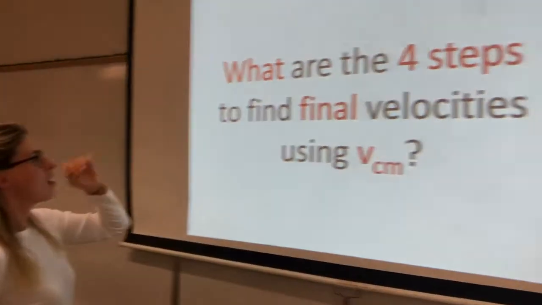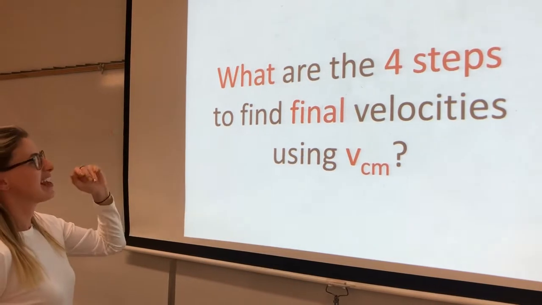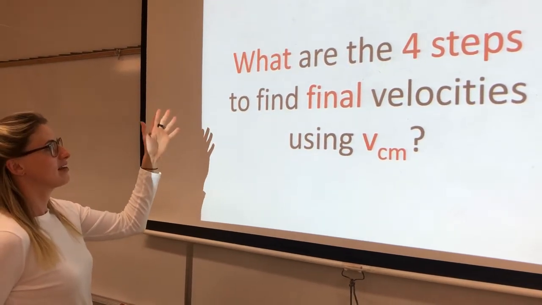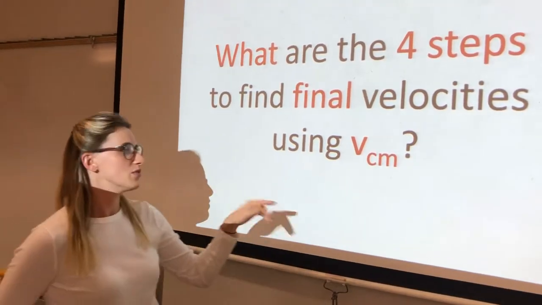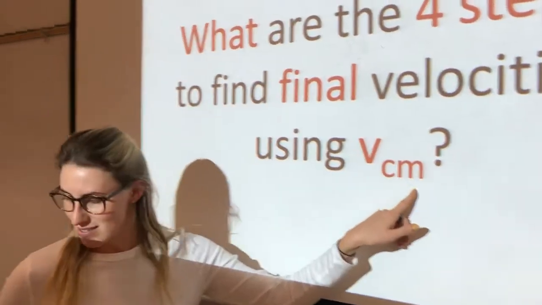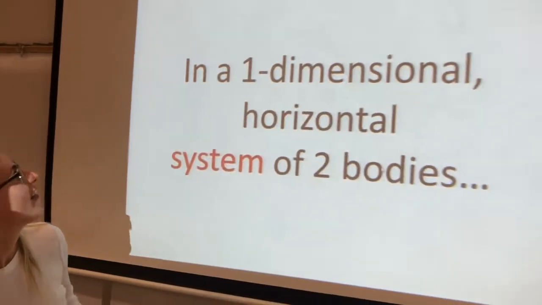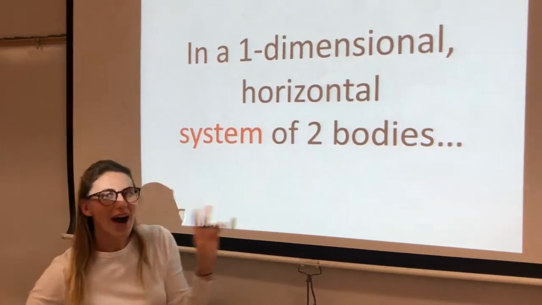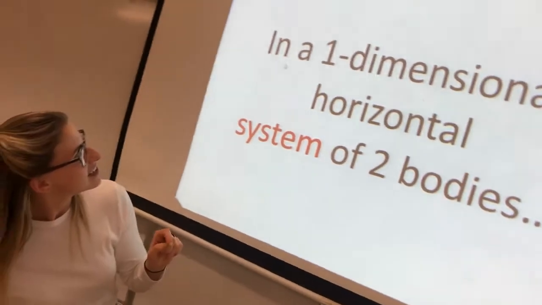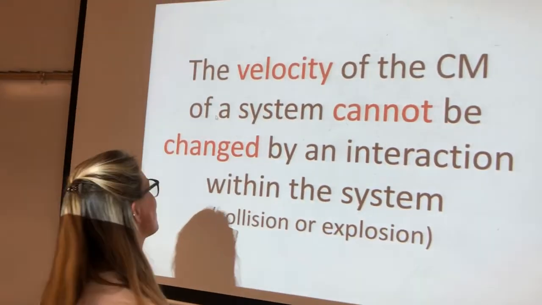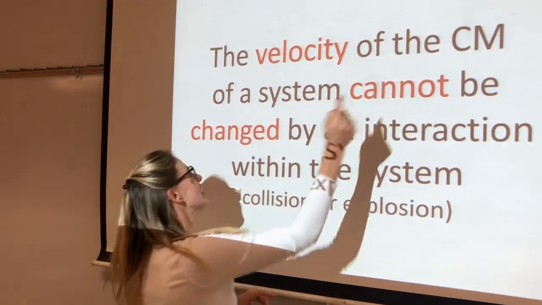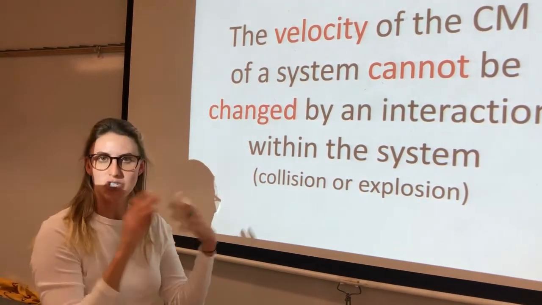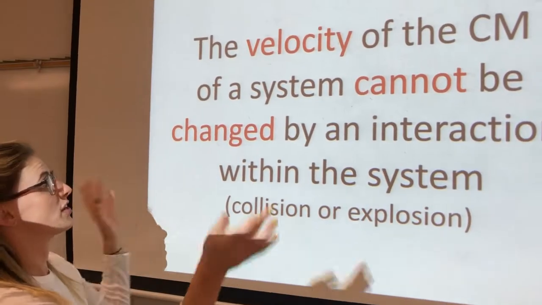Our goal today, our purpose today, is to recall and use the 4 steps to find the final velocities using our velocity of center of mass. So, in a one-dimensional horizontal system of 2 bodies, the velocity of the center of mass of a system cannot be changed by an interaction within the system. So the collision or explosion of those 2 balls running into each other.